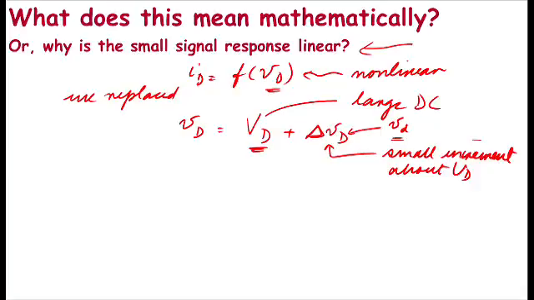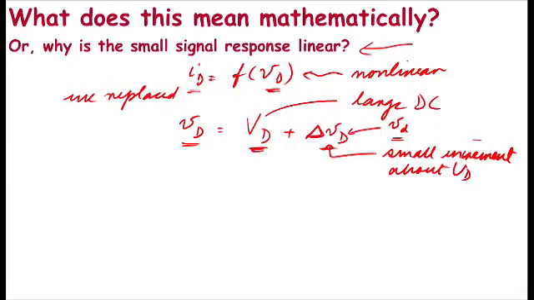Okay, so what we really did was we took our input, VD, and noticed that the output of interest was ID, which was some nonlinear function of VD. So what we did was we replaced VD by a sum of a DC value and a small signal, a small increment about that DC value. Now, you go back to your math.